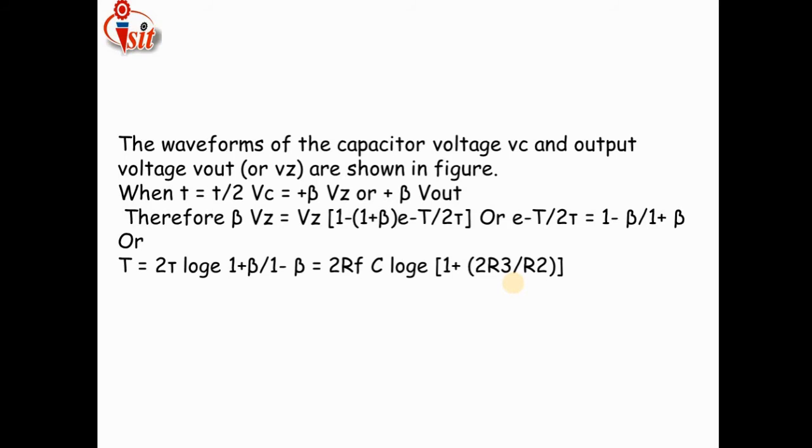Therefore, beta Vz equals Vz into brackets 1 minus (1 plus beta) e^(minus T/2T), or e^(minus T/2T) equals (1 minus beta) divided by (1 plus beta), or T, that is the time period parameter, is obtained by using this equation. Here T equals 2T log_e of (1 plus beta) divided by (1 minus beta), which equals 2 RfC log of 1 plus 2 R3 divided by R2, because it is related to the inverting op-amp configuration.